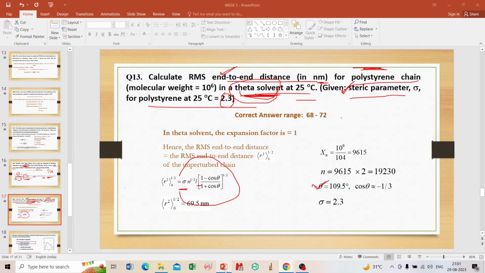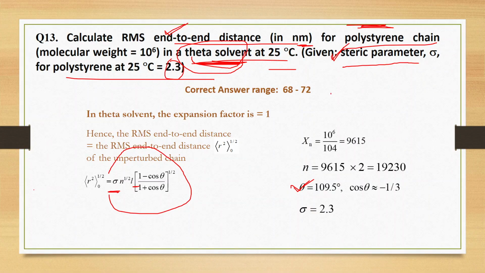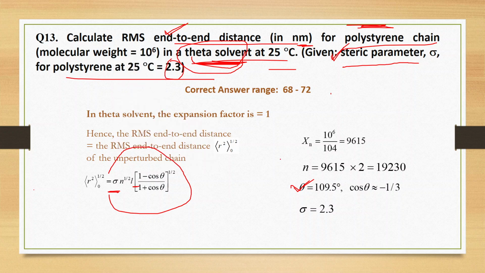Okay, so let us go back to the solution. So this is your overall solution. Now see, the theta value you need to remember, it is 109.5. That is the standard tetrahedral angle between carbon-carbon bonds. So whenever you are solving a problem in the assignment or in the exam, you need to remember that.